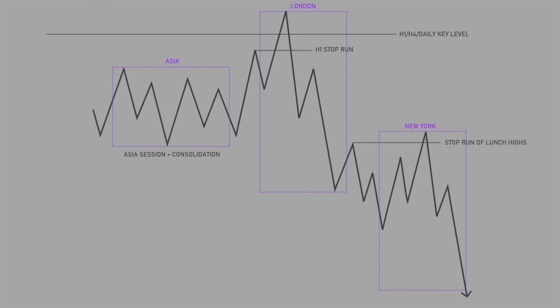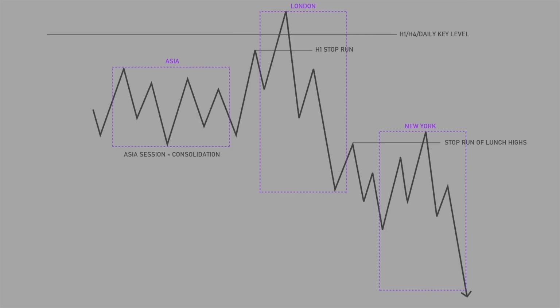So then we have the New York continuation profile, and again we take a look at the previous sessions. This time we can use both sessions, the London session and Asia session. That's why the New York continuation is also my favorite session profile, because it allows you to have even more information, because you can get information from two sessions. And you can see here the New York continuation profile is basically a continuation of the London reversal profile, right?